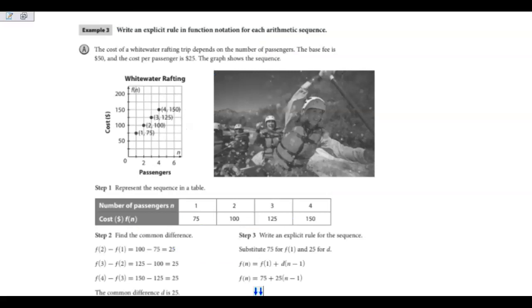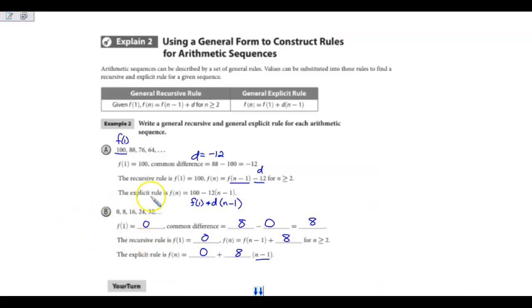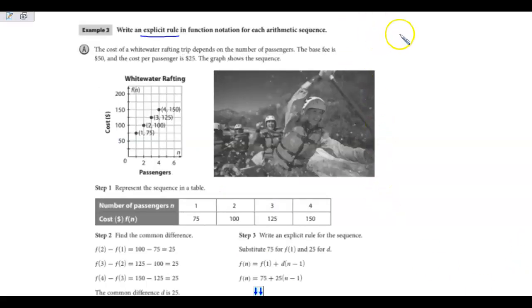Example 3 says write an explicit rule in function notation for each arithmetic sequence. We're looking at the explicit rule. Remember that the explicit rule is f of the first term plus the difference times the previous term. So let's go ahead and write this off to the side. We have f of n equals f of the first term plus the common difference times n minus 1.